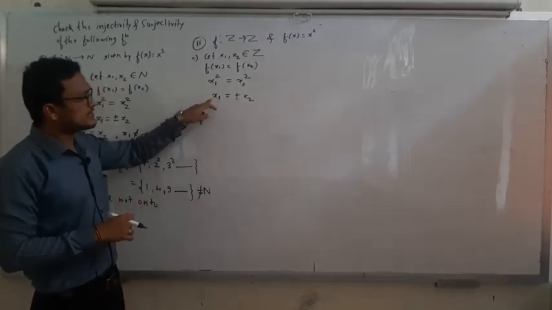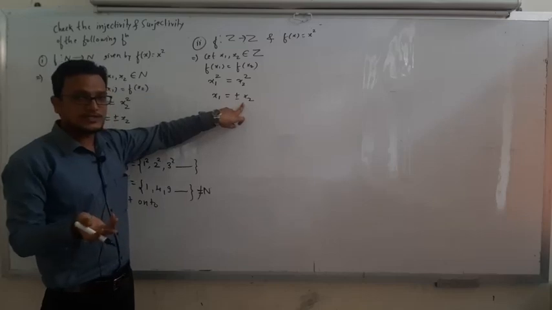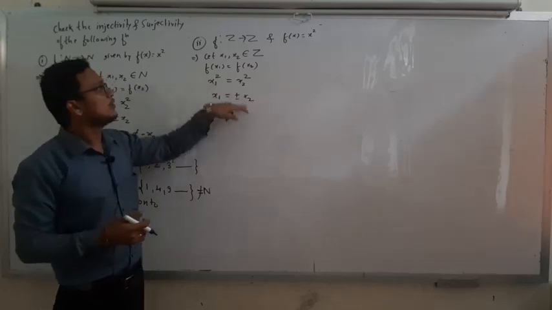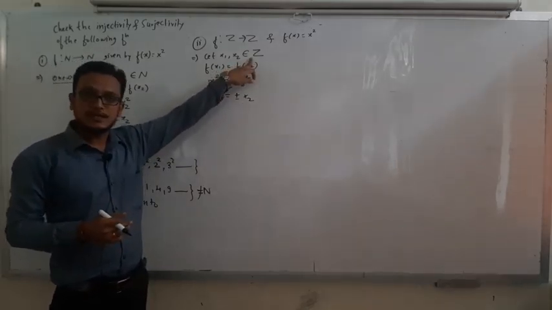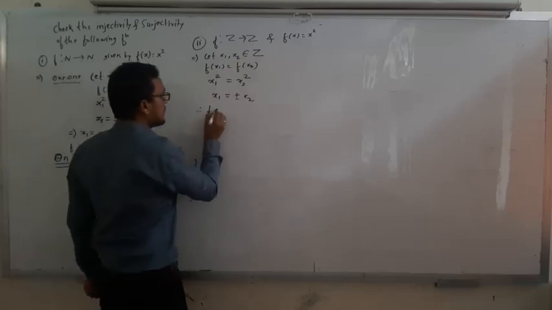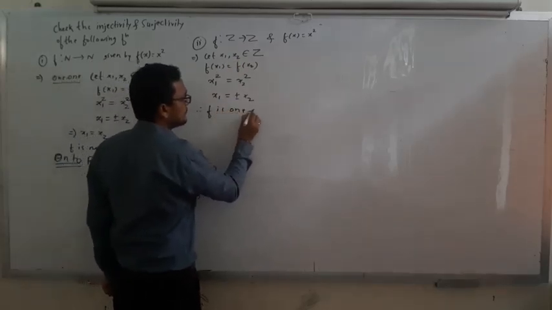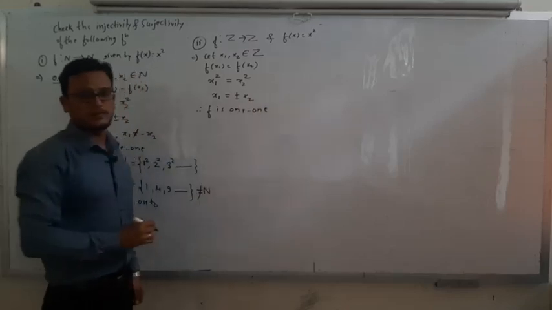Why? Because if x1 is equal to plus x2 or x1 is equal to minus x2, both the values are present in the integers. So therefore we can conclude here f is 1-1. F is 1-1.